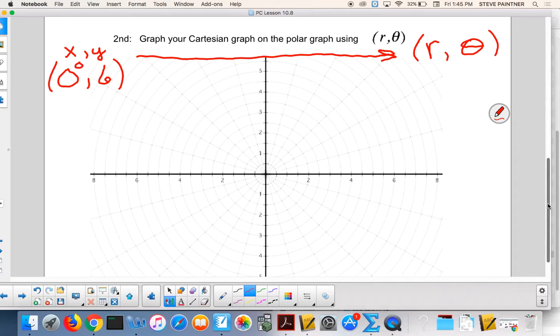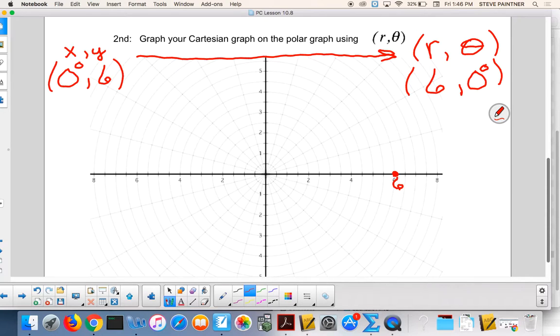The angle has to go second, 0 degrees, comma, and then what's the radius? It's actually the y value, 6. So it flips. So how do you graph 6 comma 0 degrees? 6 over, rotate 0. Oh, guess what? I didn't move.